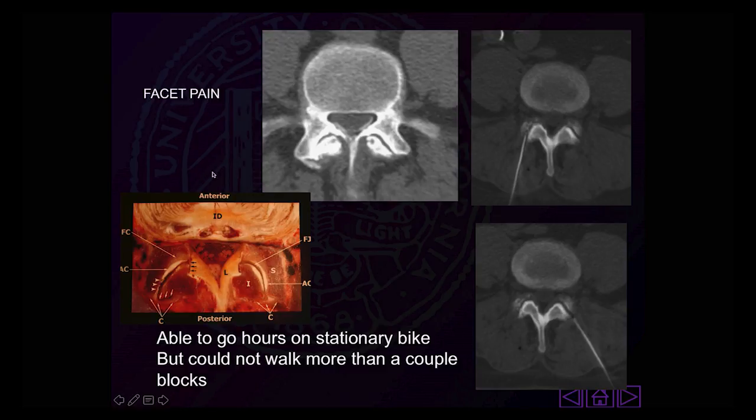So we can see the bony overgrowth in these joints. You can see how, with this small space, the needle can be guided into it with CT guidance, and he did great for months after the injection.